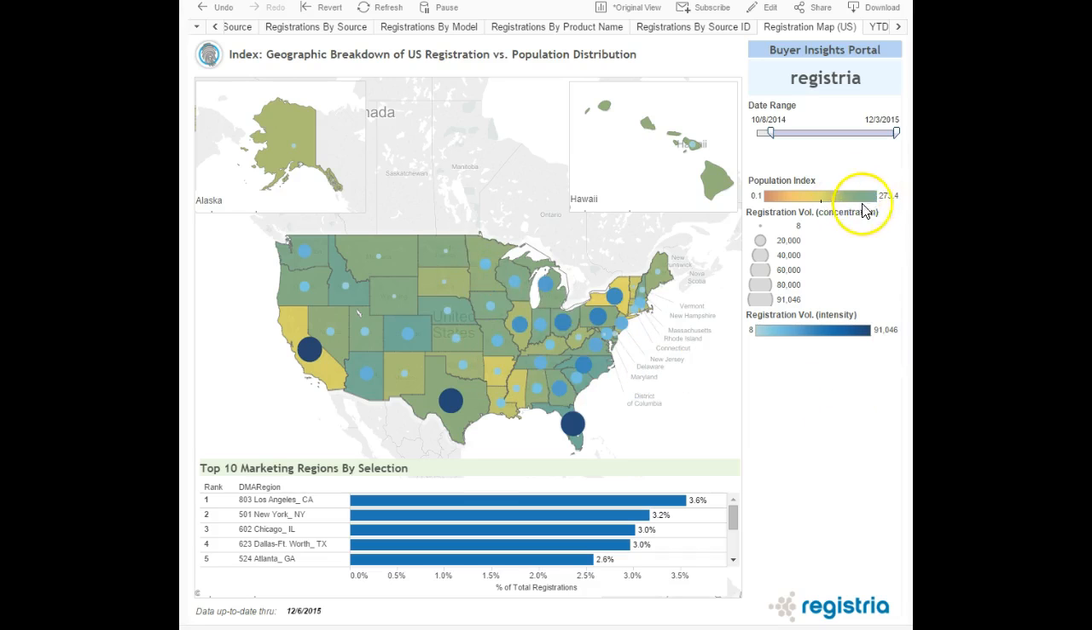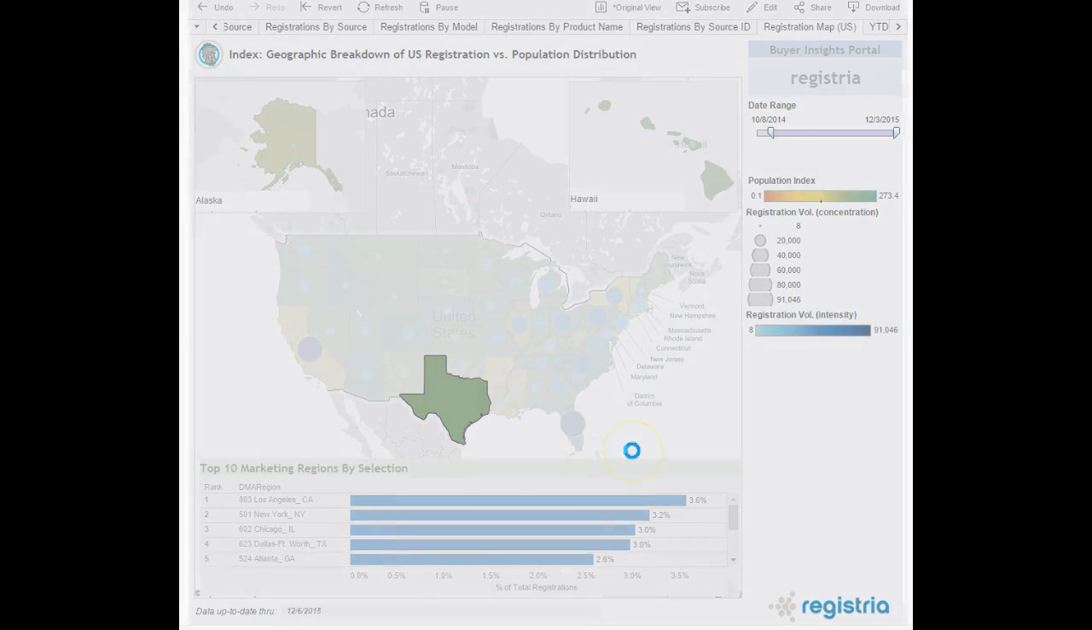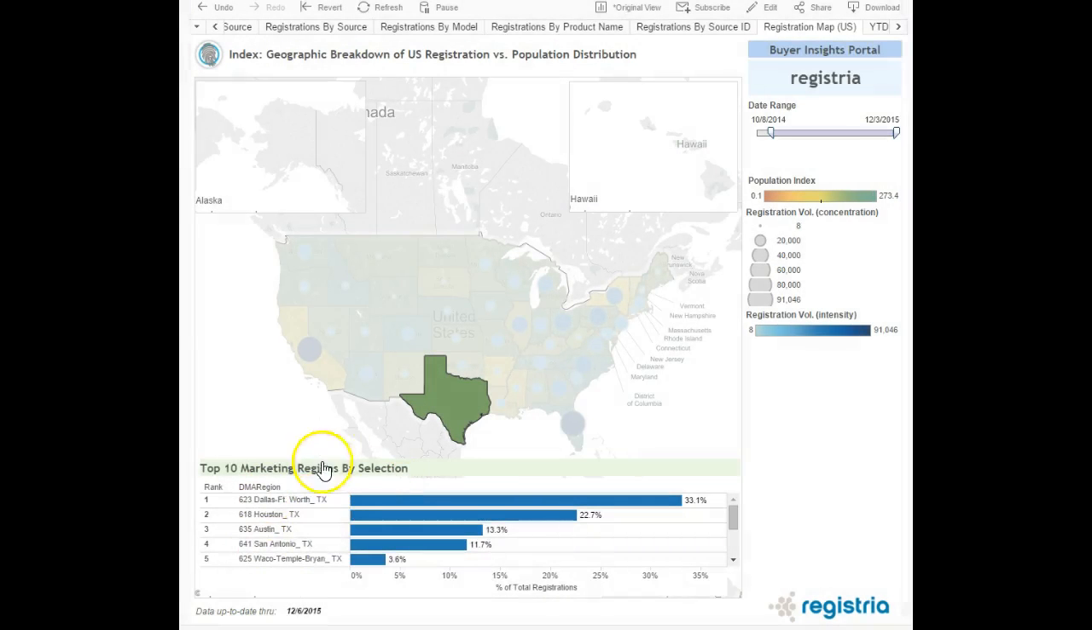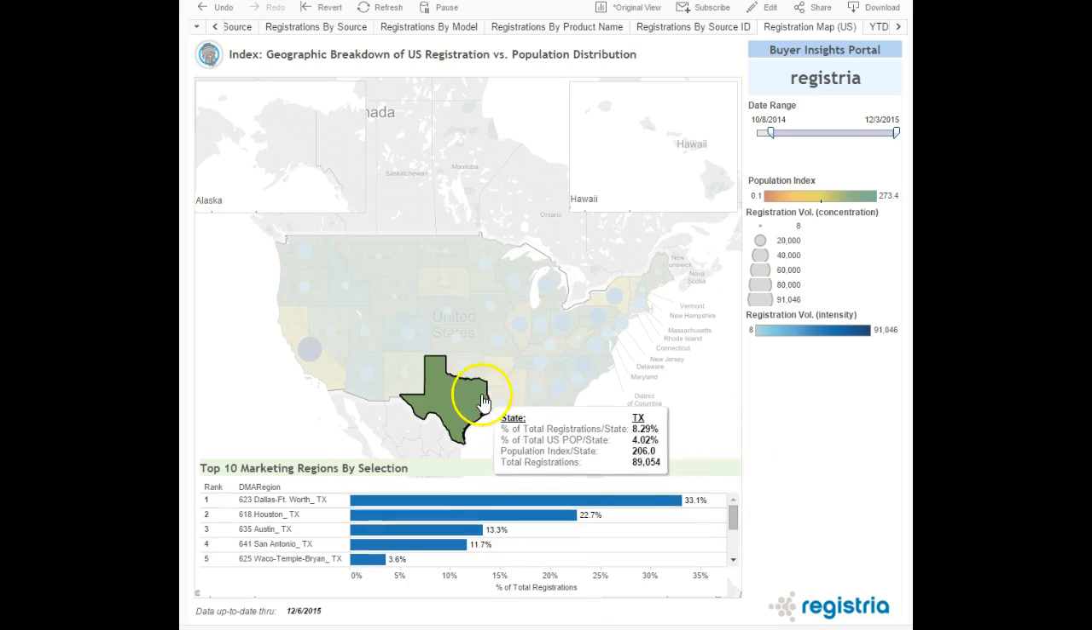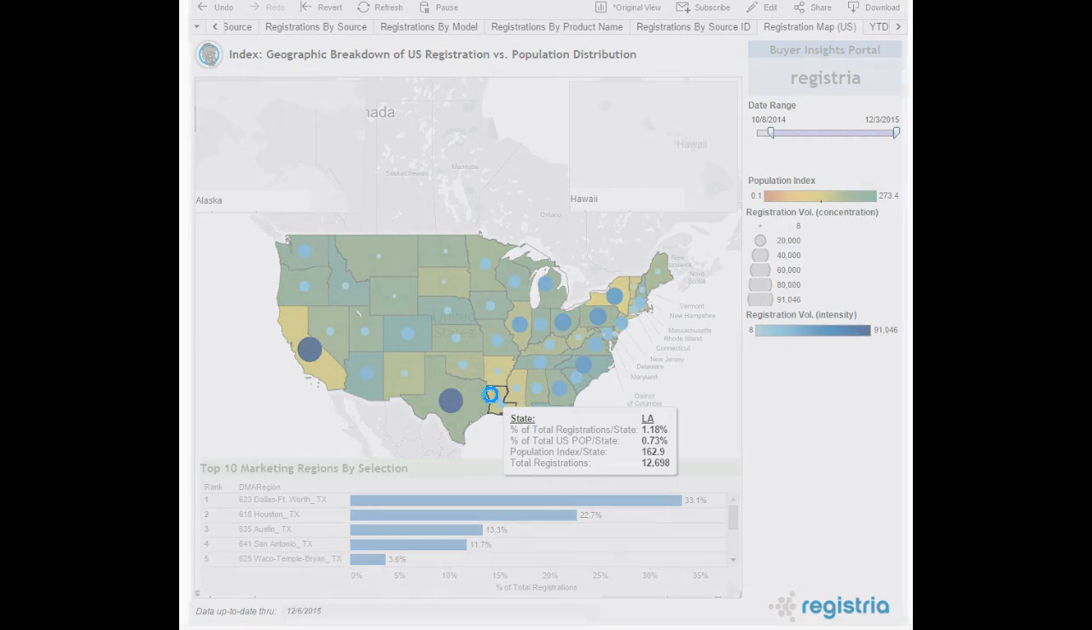If I'm overspending or if I'm oversaturated, I'm going to be more toward these darker green colors here. And again, you can click through on any state and have this view change accordingly and have your top 10 for each region. So that would be it for this brief introduction.